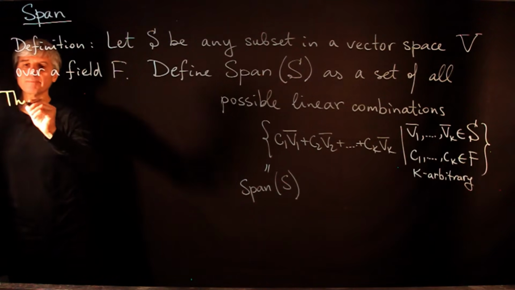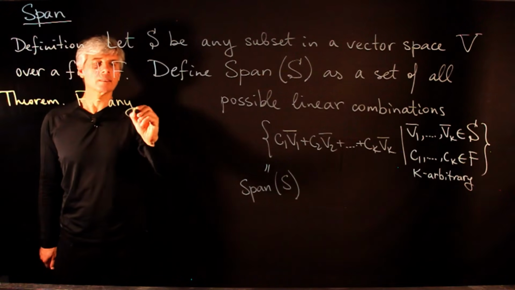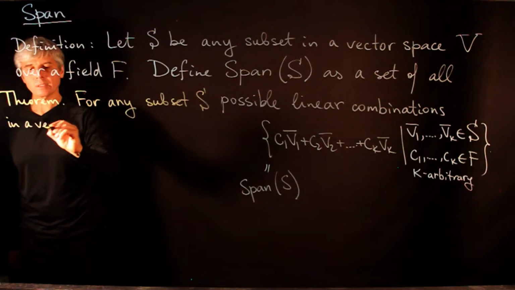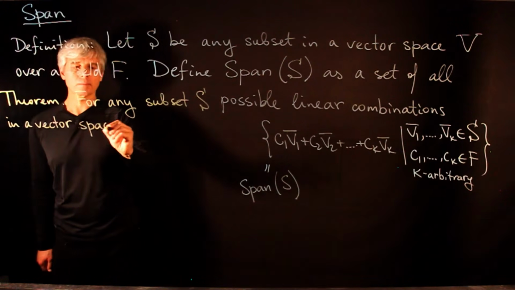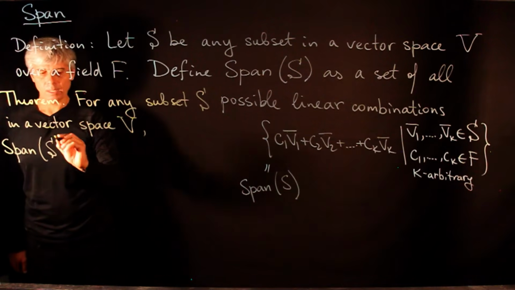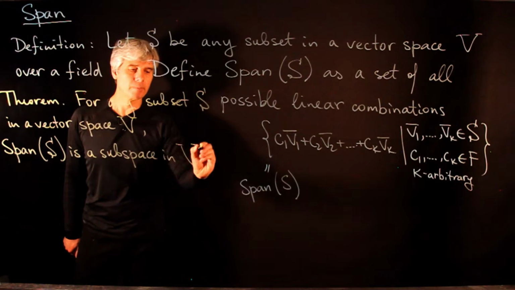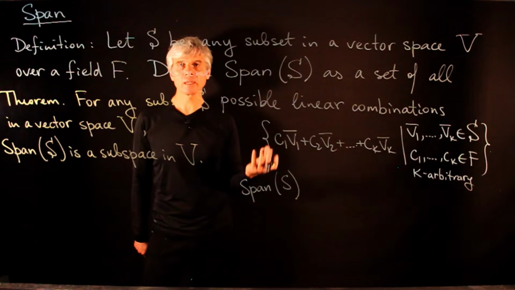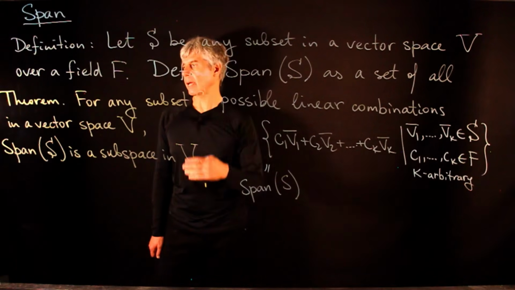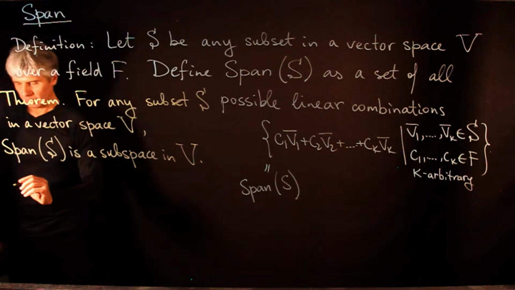And we have the following important theorem that says that for any subset S in a vector space V, span of S is a subspace in V. So, in other words, span is the construction that takes any set from our vector space and creates a subspace in this vector space. And so let's give a proof.